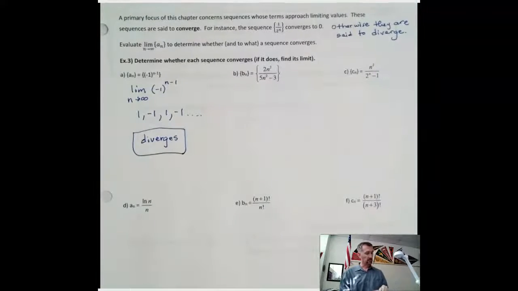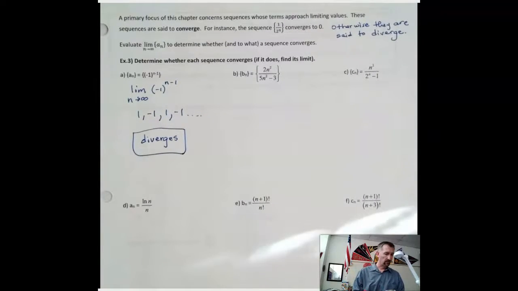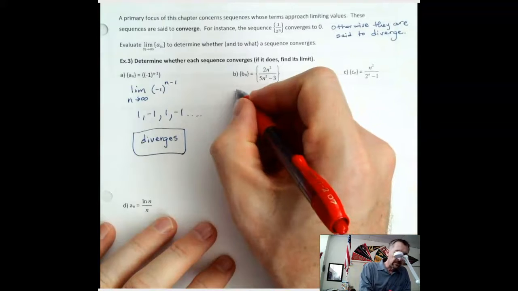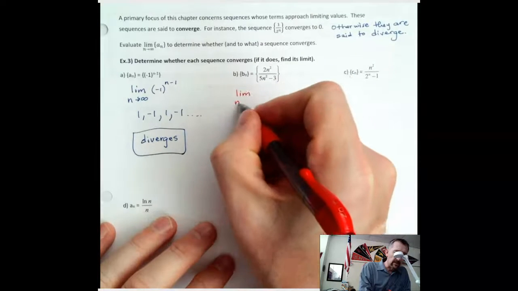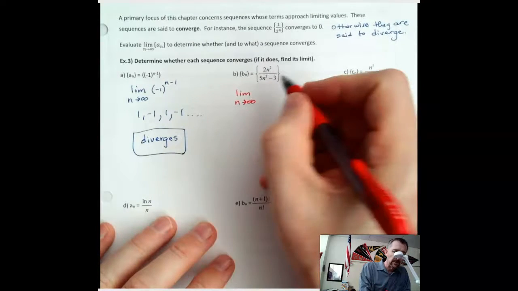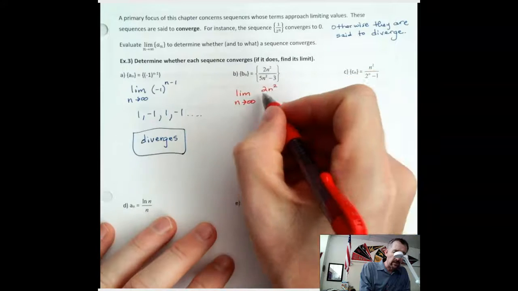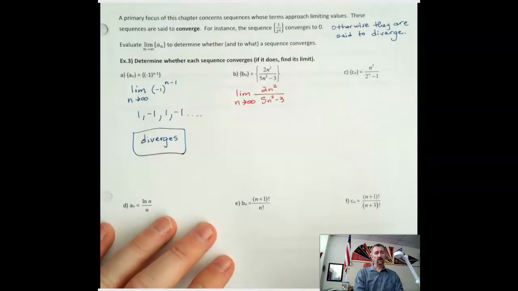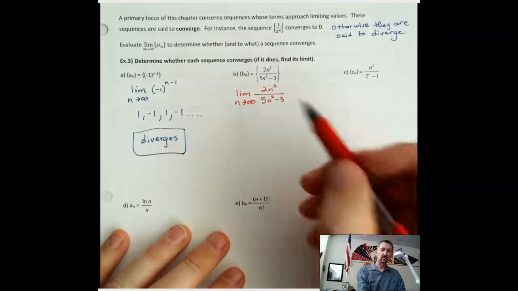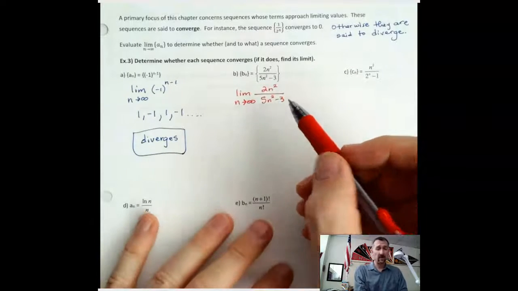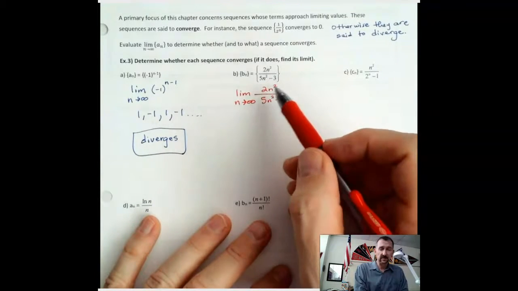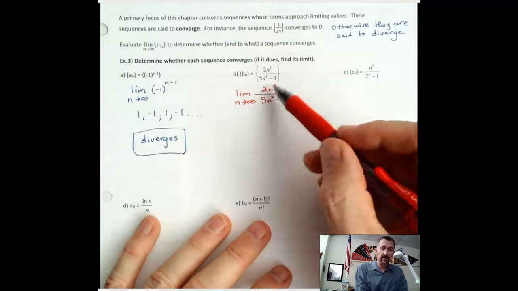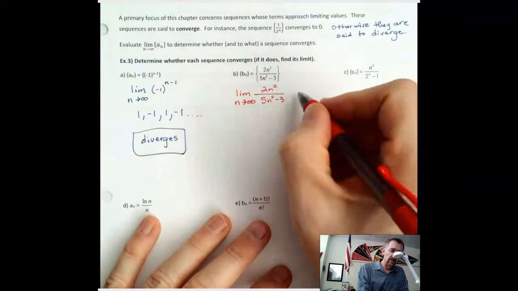Alright? So, if we look at this and we take the limit as n approaches infinity, it's going to be 2n squared over 5n squared minus 3. Now, using pre-calculus, we can figure that out right now, using top heavy, bottom heavy, or equal. They're equal, so this is going to approach 2/5.